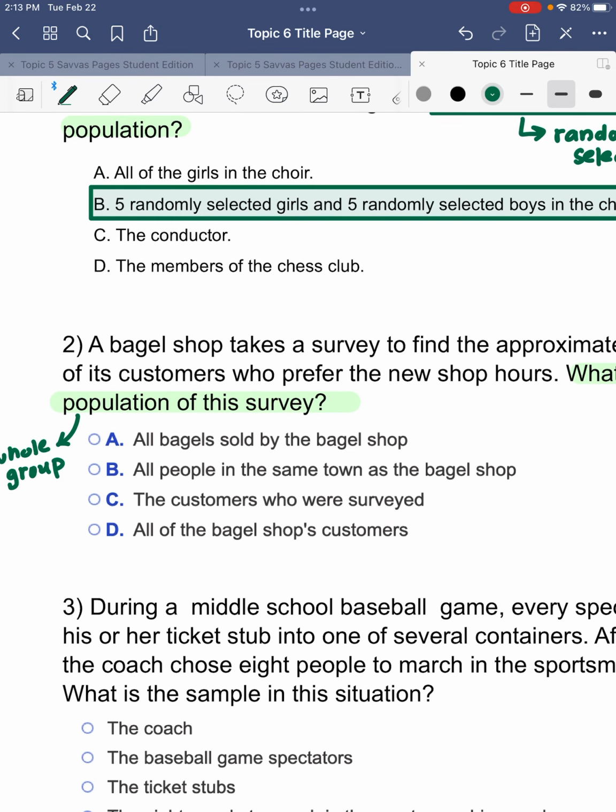So A, all the bagels sold by the bagel shop. Well, the bagels are not the things being surveyed, so that doesn't make any sense. B, all people in the same town as the bagel shop. Well, this is specific to this one bagel shop. So I don't think the people in the town, if they don't go to the bagel shop, they don't really matter. The customers who were surveyed, well, that doesn't really make sense because there's more than just the customers who were surveyed, right? All of the bagel shop's customers. So everyone that goes to that bagel shop, that's the population. Okay? So D is our answer.